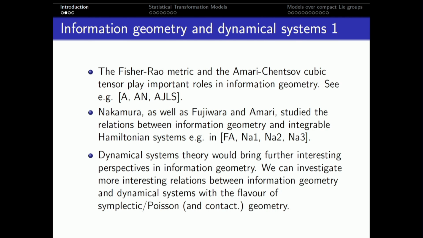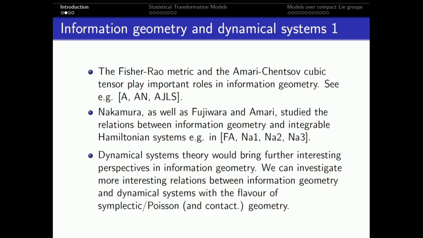We can just look at some history of information geometry. Of course, it starts from many people like Fréchet and Rao, and of course Fisher. But the key idea from the differential geometric point of view is first the Fisher-Rao metric and also the Amari-Chentsov cubic tensor. And they play very important roles in this area. Today we can find these techniques in very standard textbooks by Amari and Nagaoka, or Ay, Jost, Lê, and Schwachhöfer.